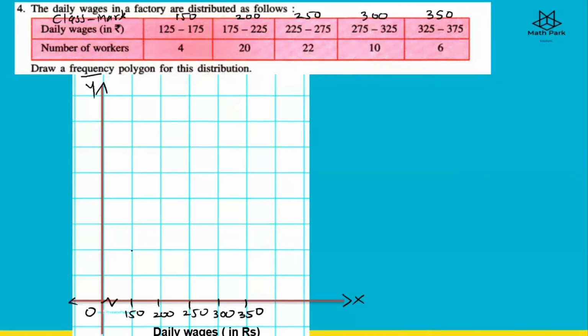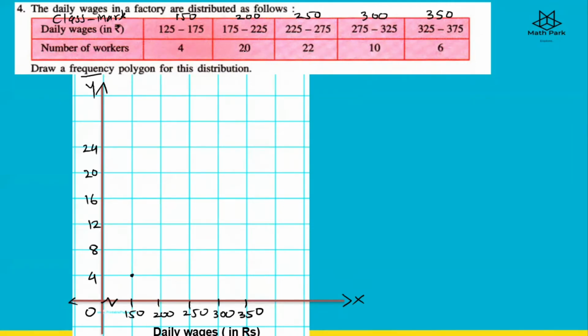Now for 150, we will be plotting the x coordinate as 150 and the y coordinate as 4. For that, we will be choosing a scale now. The highest is 22 and the lowest is 4. So we can have the scale of 4, 4 2s are 8, 4 3s are 12, 4 4s are 16, 4 5s are 20, 4 6s are 24. We can go like that, right? So now here 150 and 4, this is the point.